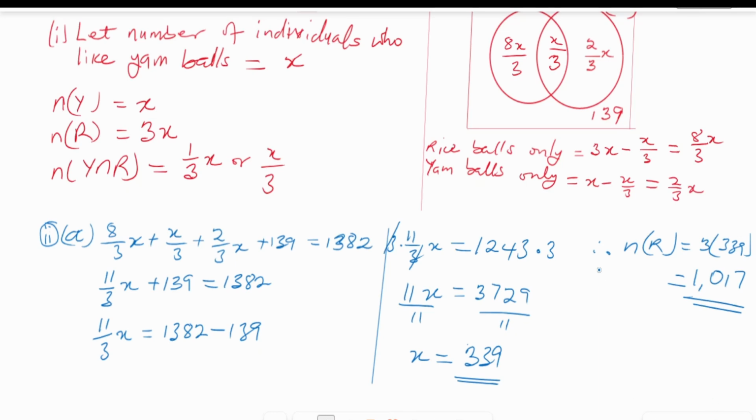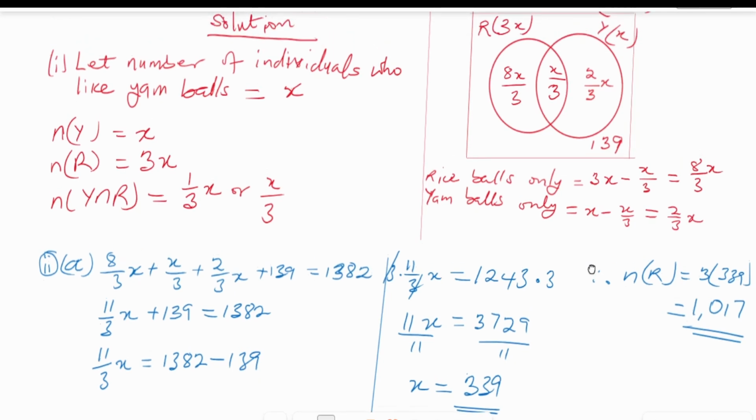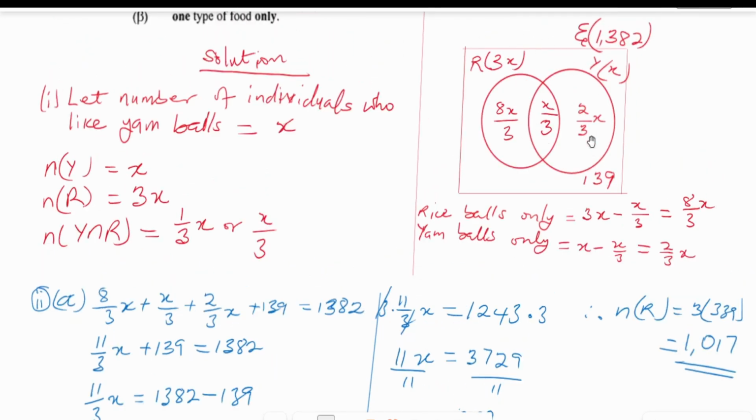And let me add quickly that another way we can solve for x will be to take the whole of rice plus yam only. So we take the whole of rice, which is 3x, plus yam only, which is 2 over 3x, plus 139, and equate it to 1382. Or we take the whole of yam, which is x, plus rice only, 8 over 3x, plus 139 equals 1382. Both things will give us the same answer.